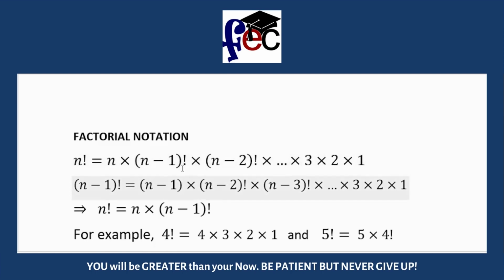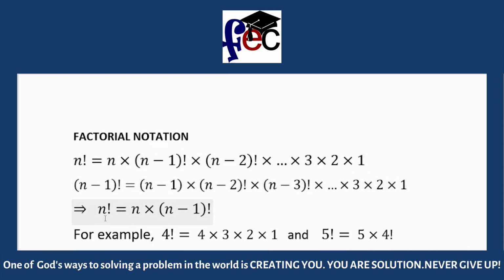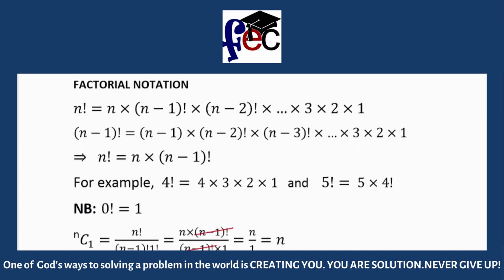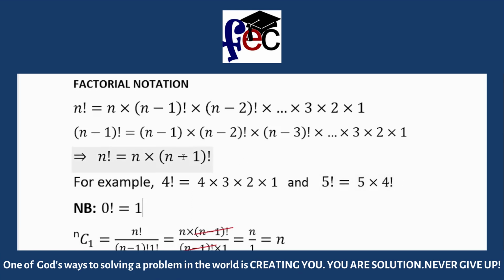Then from here, we can imply that n factorial is the same thing as n times (n minus 1) factorial. So for example, 4 factorial will be 4 multiplied by 3 multiplied by 2 multiplied by 1, and 5 factorial will be 5 multiplied by 4 by 3 by 2 by 1. But if we do not want to get to 1, we can terminate it at 4 but simply put factorial. That's just the application of this equation here. Don't forget that 0 factorial is 1.